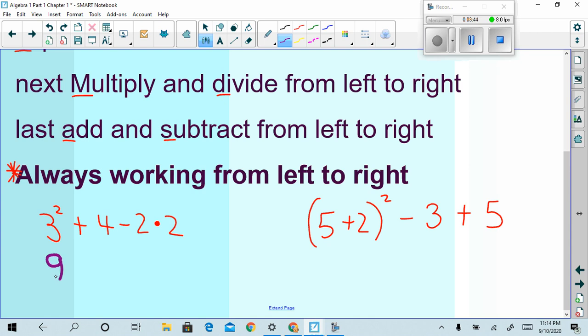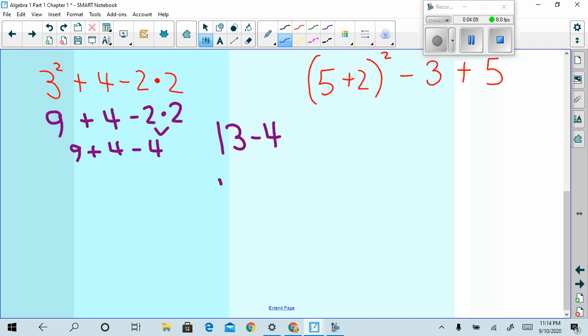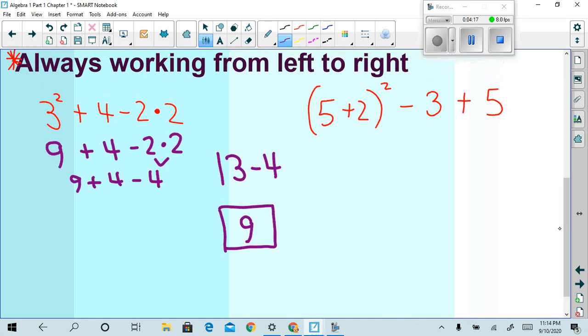I'm going to start with my exponents and bring everything else down. After my exponents, I look for multiply and divide. I have a multiply, so I have 9 plus 4 minus 4. And then I combine that, and I'll get 13 minus 4. And that'll lead me to 9. Every once in a while, you can do some things out of order and you'll get the same answer. But if you follow the rules, you'll be sure to get it right all the time.